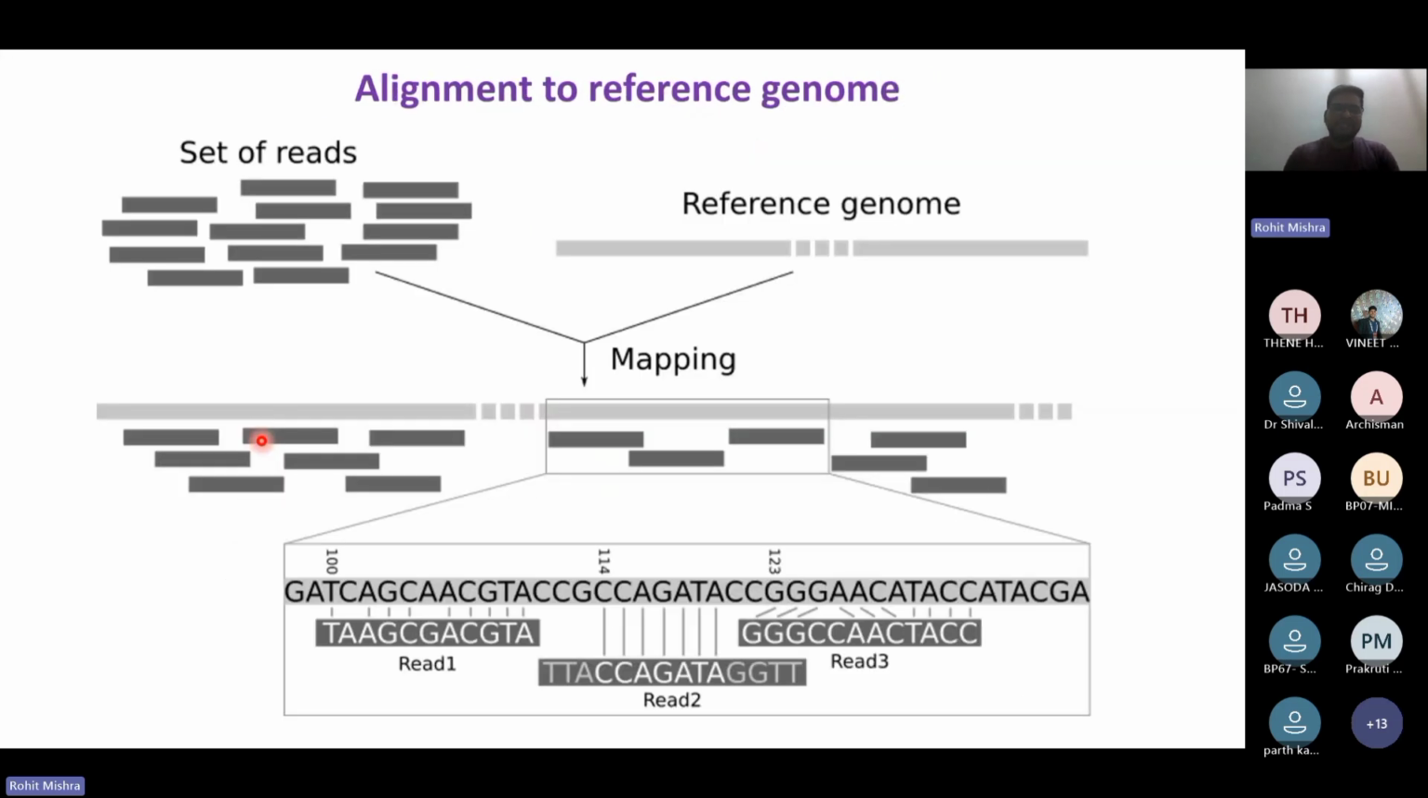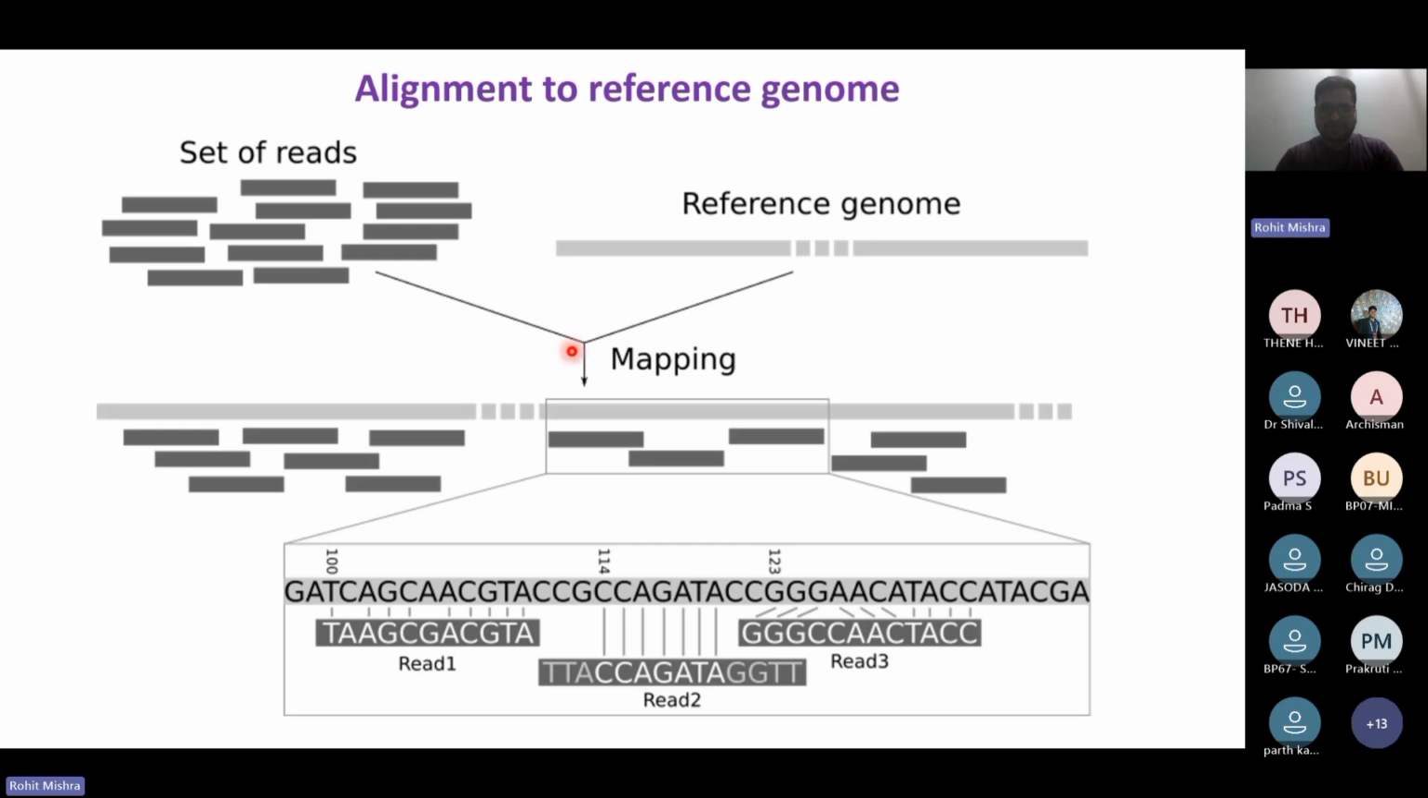When I say variant analysis, the first step is alignment. We have the reads that were present in the FASTQ file, and this is your human reference genome. We want to map these reads, because for the reference genome we know exactly where, for example, chromosome 1 is, from this position to the end position. But we don't know where these reads belong. So there are several tools which do mapping.